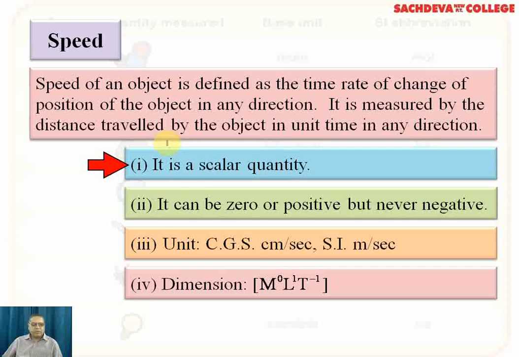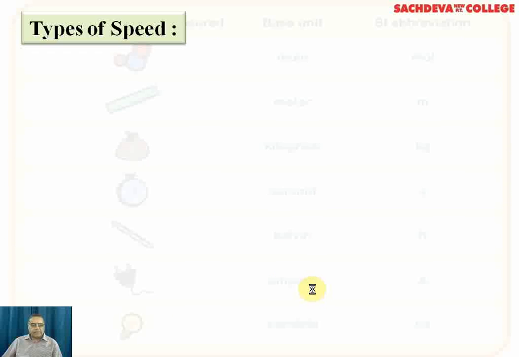It is a scalar quantity. It can be zero or positive, but never negative. Its CGS unit is centimeter per second, and in SI system it is meter per second. The dimensions can be taken from the equation distance over time. For distance, we use L, and mass is not existing, so we write M^0 L T^-1.